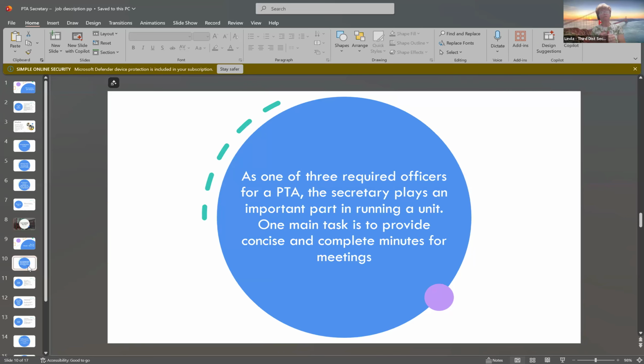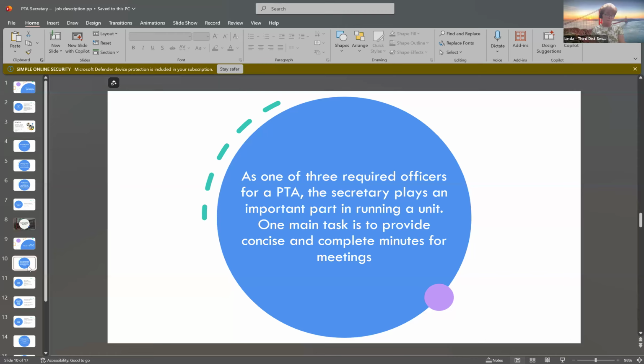All right. So just so you know, there are 3 required officers for a PTA. There is the president, there is the treasurer, and there is a secretary. That's the criteria. All of the other ones are frosting on the cake, but those are the 3 required officers, and they're the most important part in running a unit.